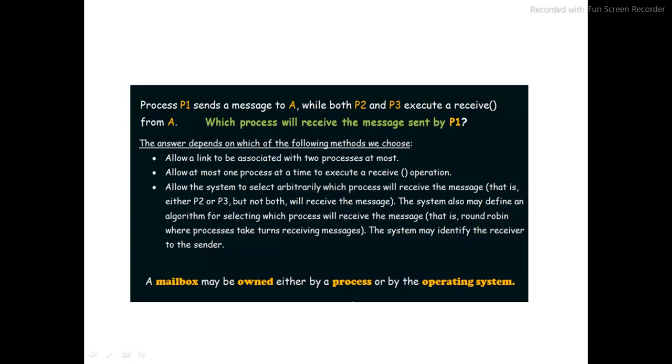A mailbox may be owned either by a process or by the operating system. If it is owned by a process, then when the process terminates, the mailbox will also terminate and cannot be used further. But when the mailbox is owned by the operating system, it can be used further. When two processes finish communicating, the mailbox can be used by other processes in the future. That is the benefit of a mailbox being owned by the operating system.